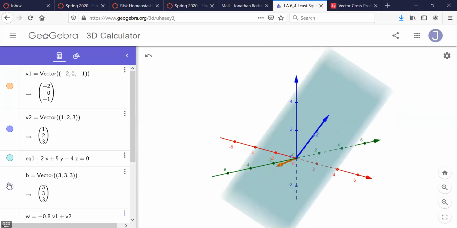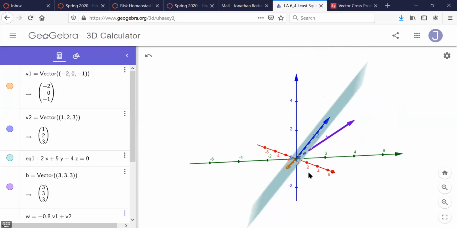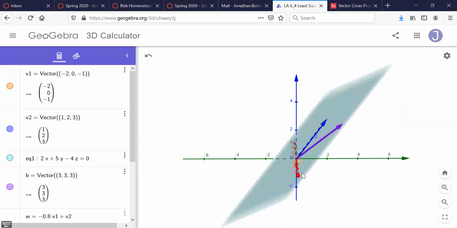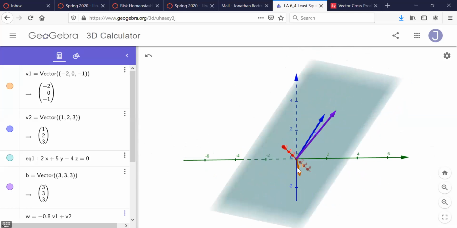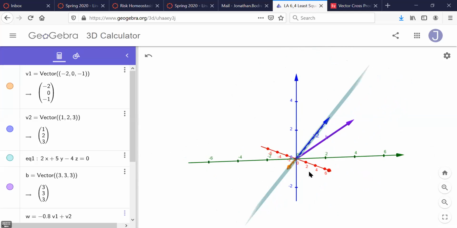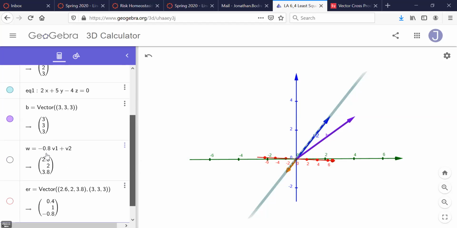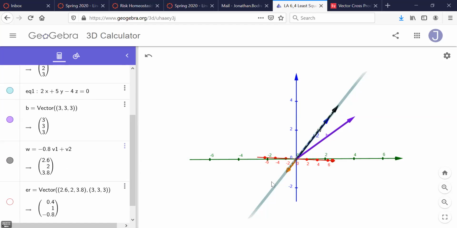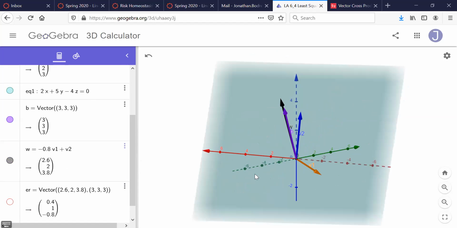What we're trying to get at is the B vector, which is this purple vector, this 3, 3, 3 vector, and you can see that it's not in the plane. So what we're looking for is the vector that's closest to the B vector in the plane. And I've already done a little bit of work to set this up, but the vector that's the closest to the purple vector is this black vector.